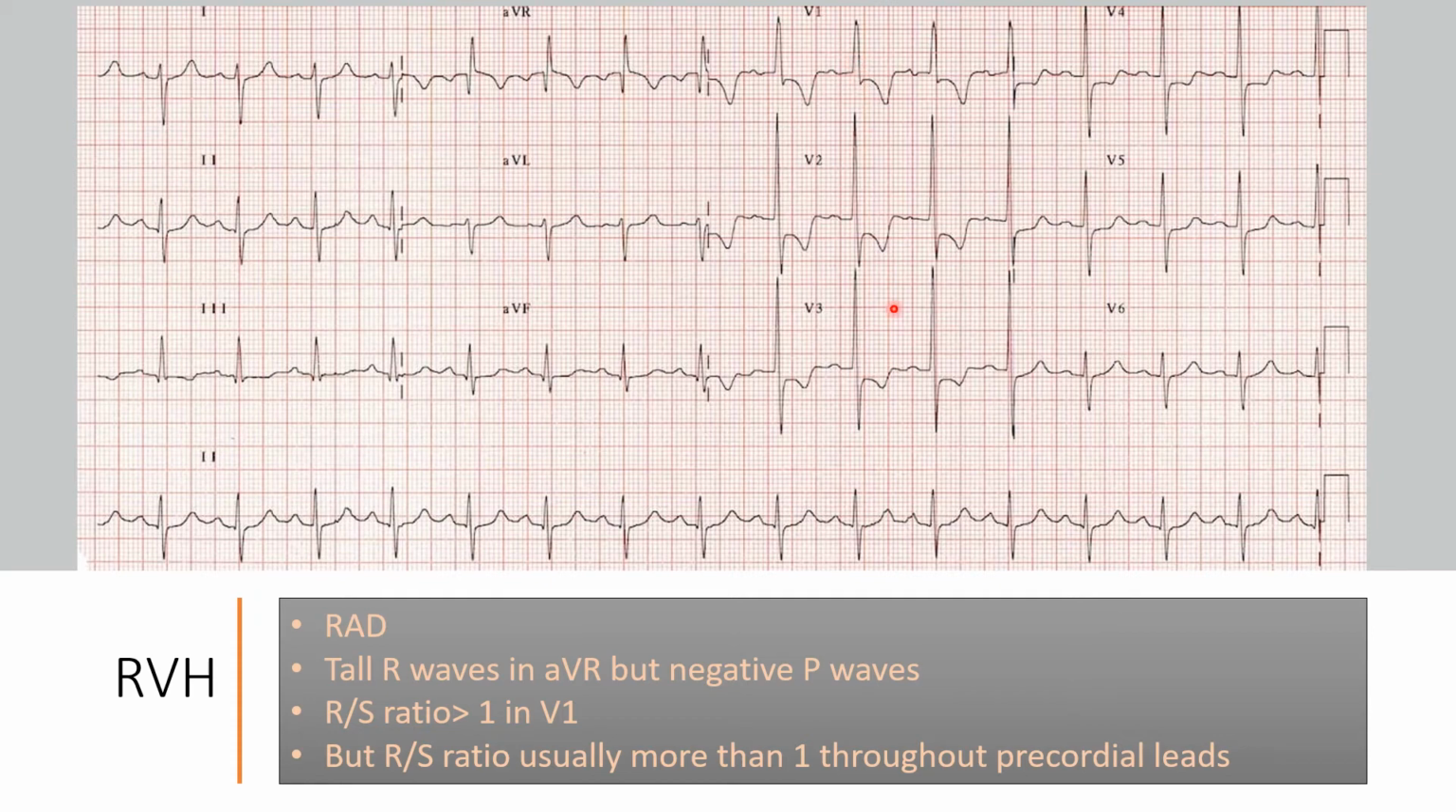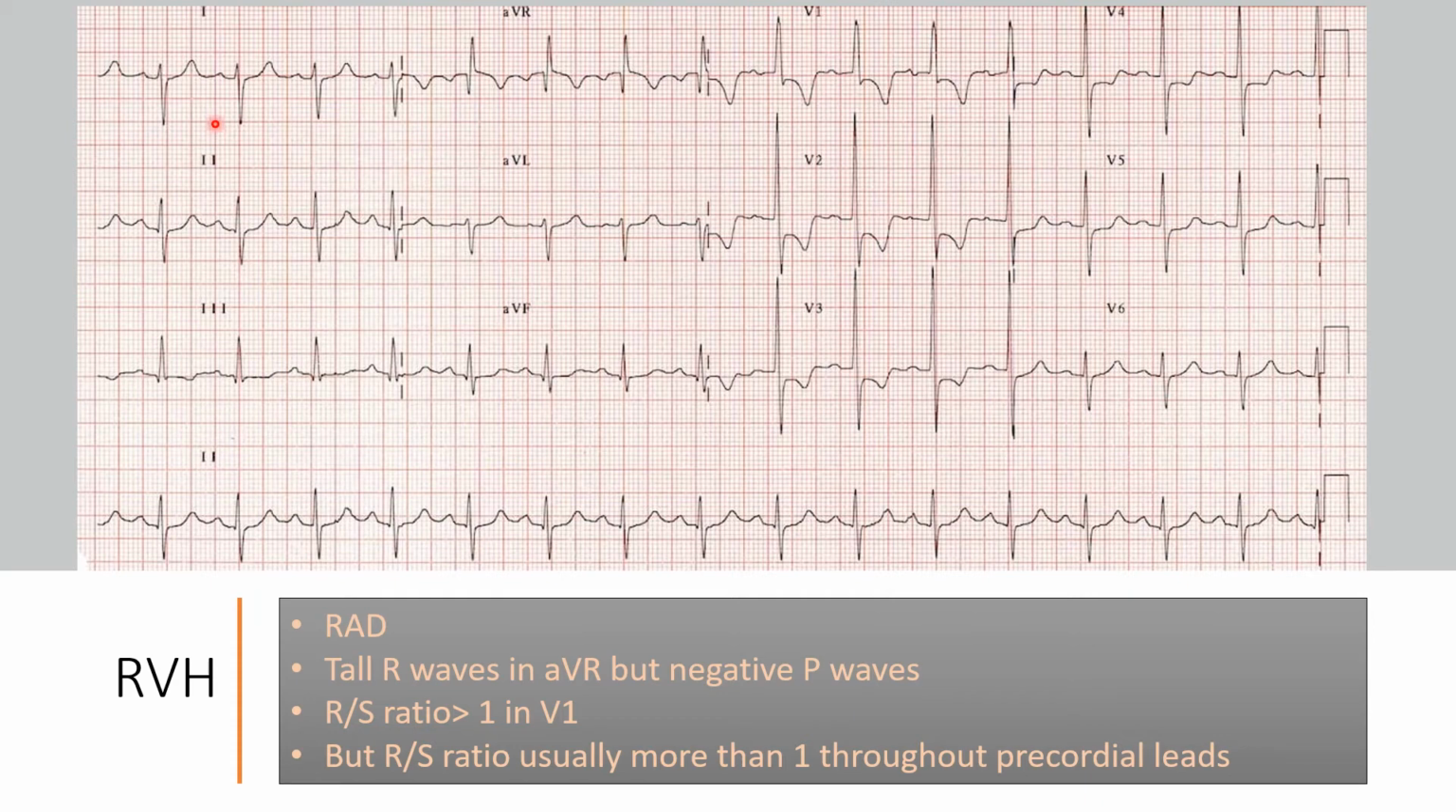But what you would notice here is that the R to S ratio is still a lot more than 1 all the way up to V5 and V6. So the R waves don't get smaller. The R wave to S wave ratio is still much more than 1 all the way up to V5 in right ventricular hypertrophy, which is not the case in the EKG that was given to you.